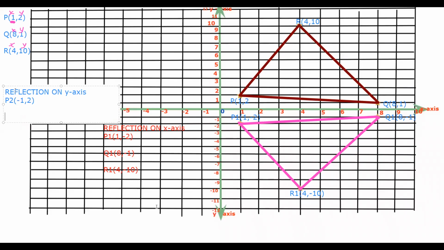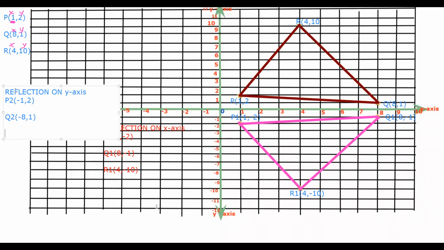Now, point Q is 8 and 1. And when point Q, 8 and 1, is reflected on y-axis, it means you are going to protect all the y coordinates and the x coordinate will suffer with a negative sign. So we have the -8, and then you will not touch the y, and it will be the 1 because it was 1. Okay, good.